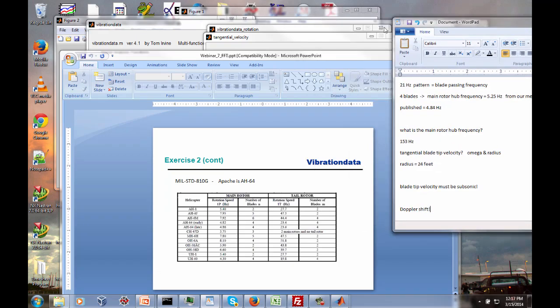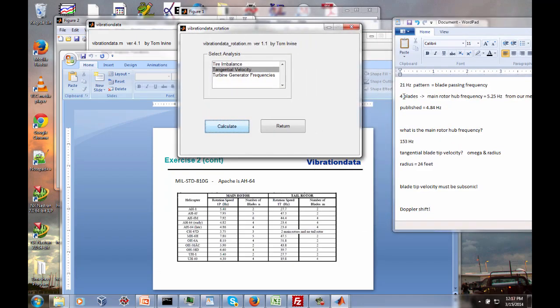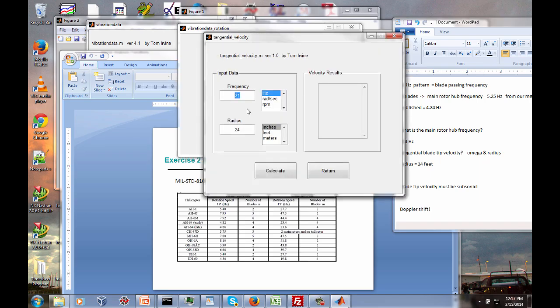Well, we have to do a couple things first. First of all, what if we have 4.84 hertz or 5.25 hertz for our main rotor hub frequency? So I'm going to type in our measured data, 5.25 hertz. That being the case, we have a velocity value. Excuse me. Okay, let me back up here a little bit.